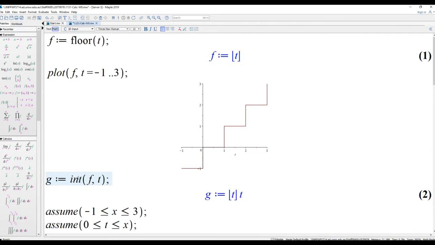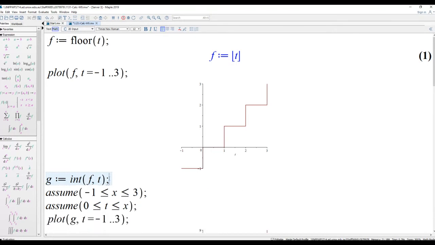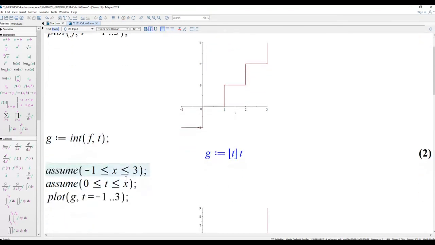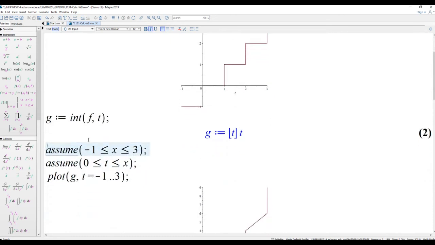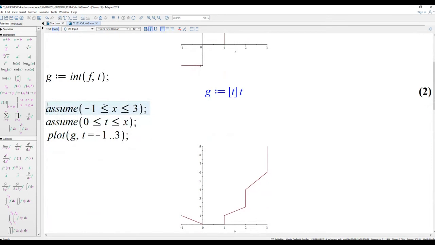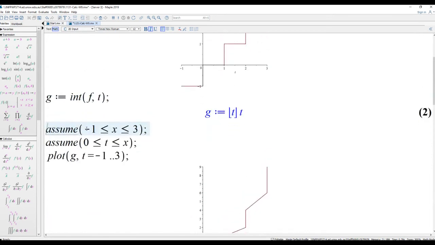So that's kind of the idea here. Okay. So in the next line, I've just defined an integral of f with respect to t, and they get this function here. Now, you don't need that to answer the question, but I just think it's interesting to see. Okay. Now, I've made a couple of assumptions on x and t. I've put in the assumption that x is between -1 and 3 and that t is between 0 and x, okay?